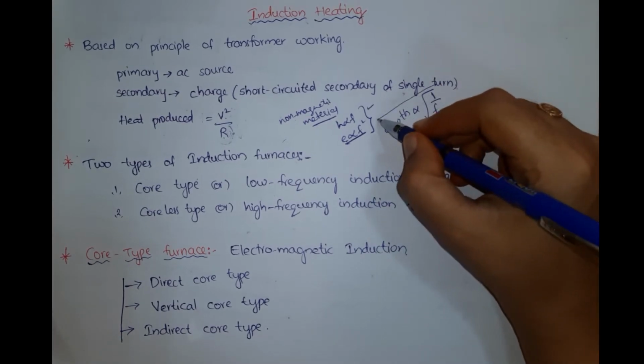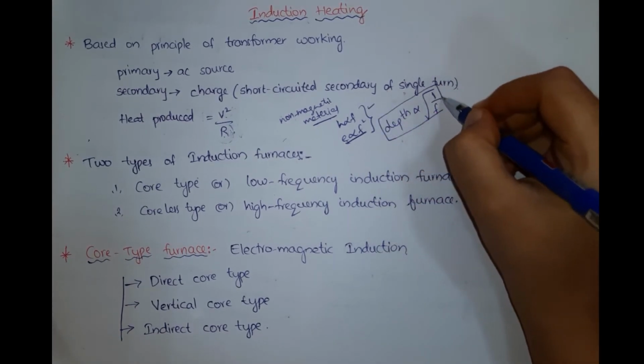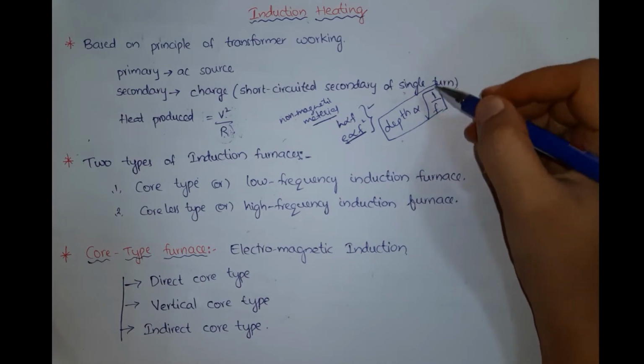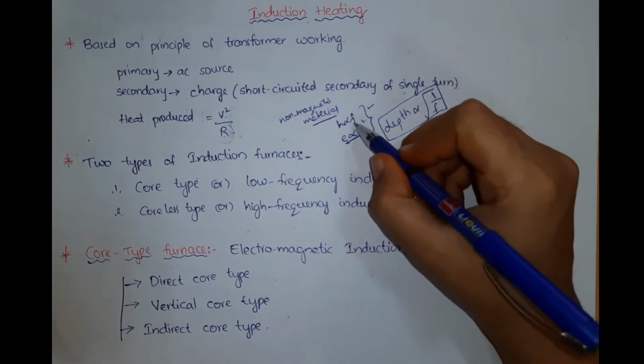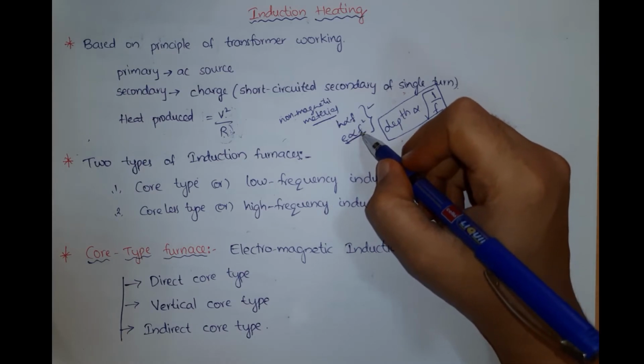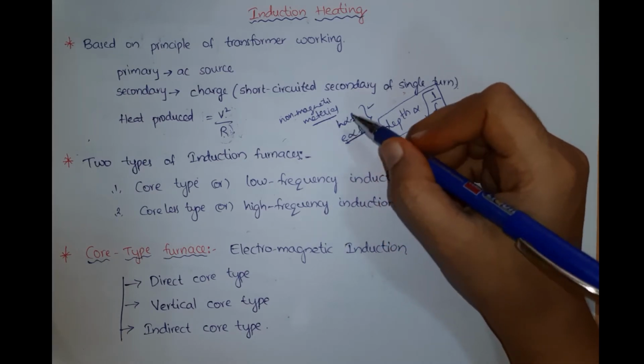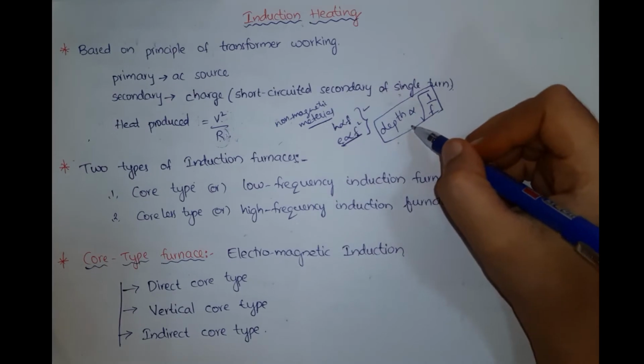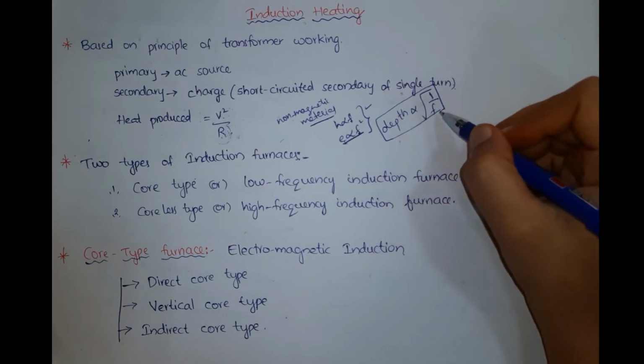So it decreases to such an extent at higher frequencies that, initially if you see, it was proportional to f or it was proportional to f square, but if the frequencies keep on increasing, then the depth of penetration comes like the square root of 1 by f, right?